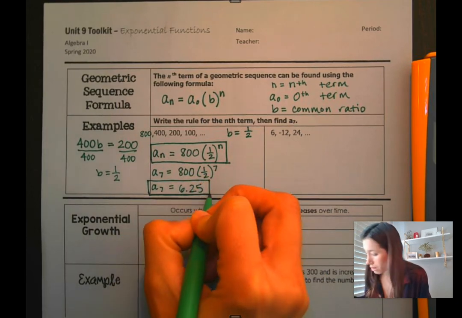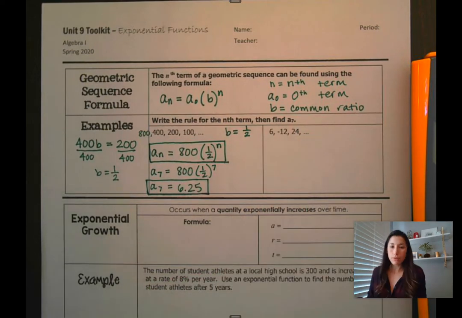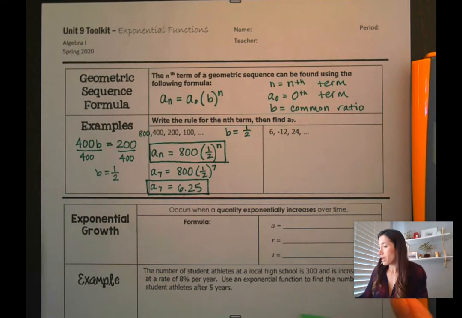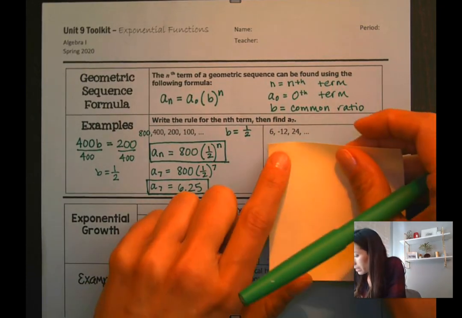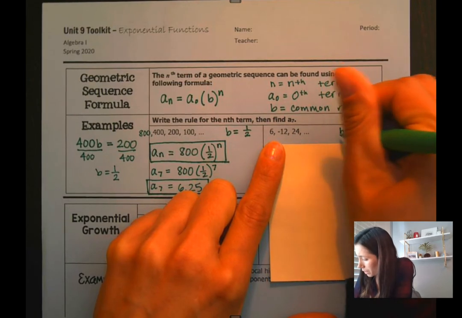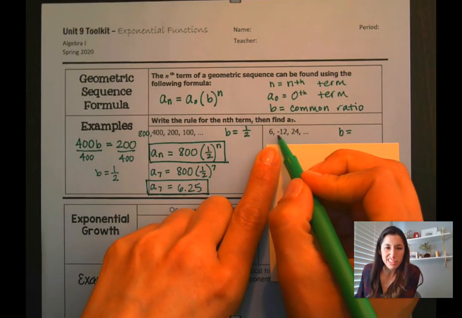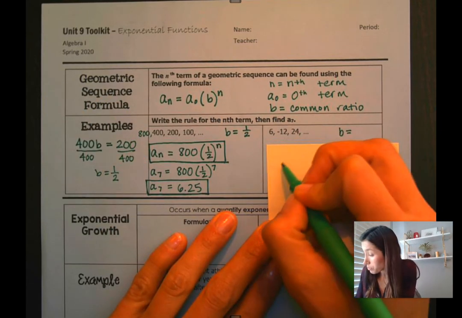Okay, so in our next pattern here, we're starting with 6, then we go to -12, then we go to 24. So if it's not visible easily to you what the next number would be, or what our common ratio is, what is it that we're multiplying? What do I multiply 6 with to get this -12? What do I multiply -12 with to get this positive 24?